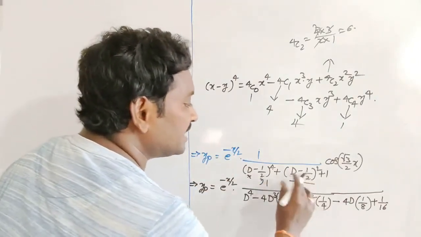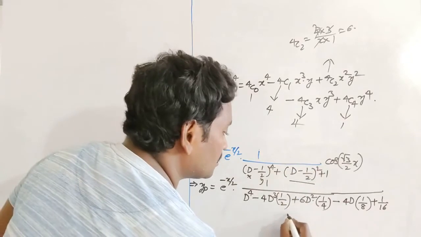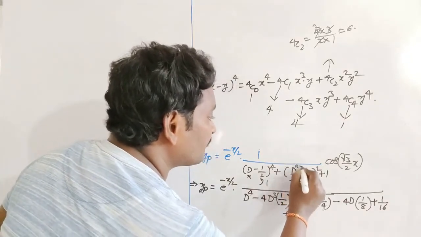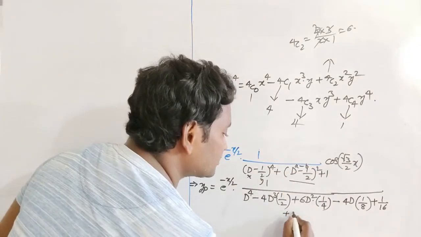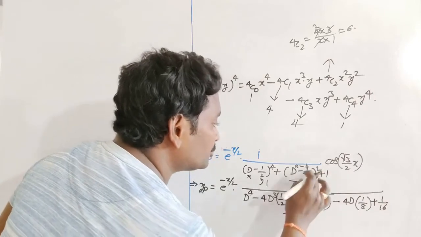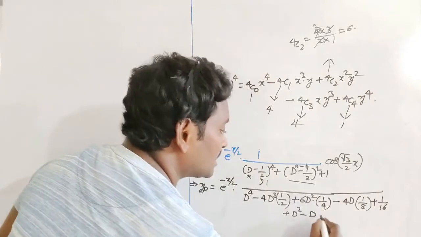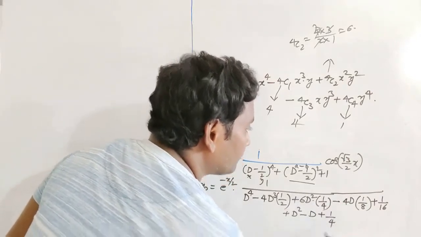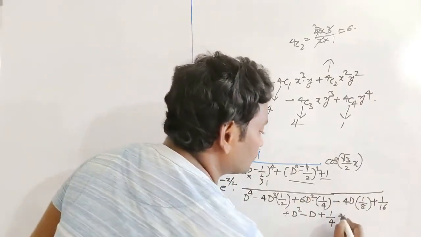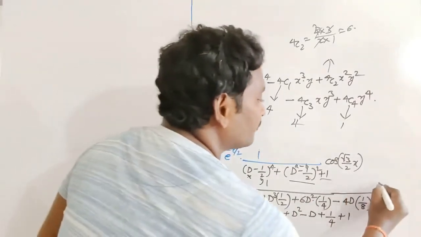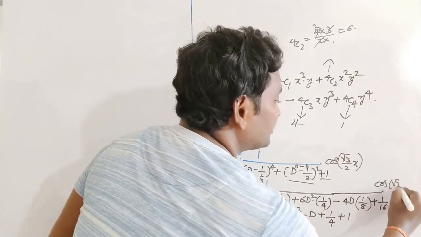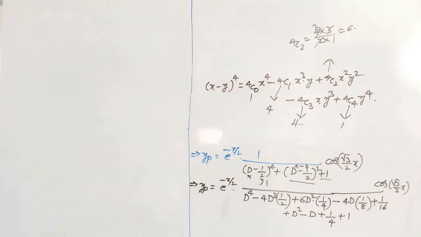Here the second term is d minus 1 by 2 whole square. So by using the a minus b whole square formula, you will get d square minus 2ab, 2 into 2 into 1 by 2 getting cancelled, just you will get d plus 1 by 4. The last term is plus 1, whole into cos of root 3 by 2 x. See the next step.